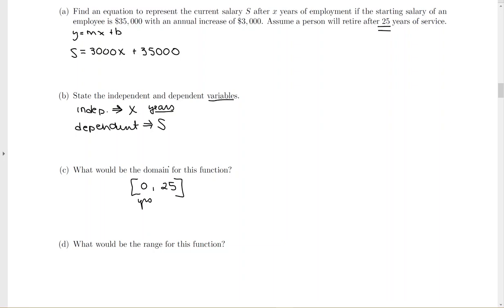So the domain, remember, were your X values. And so we were thinking, what's your first year, your initial year, rather, which would be 0 years, all the way up to year 25.